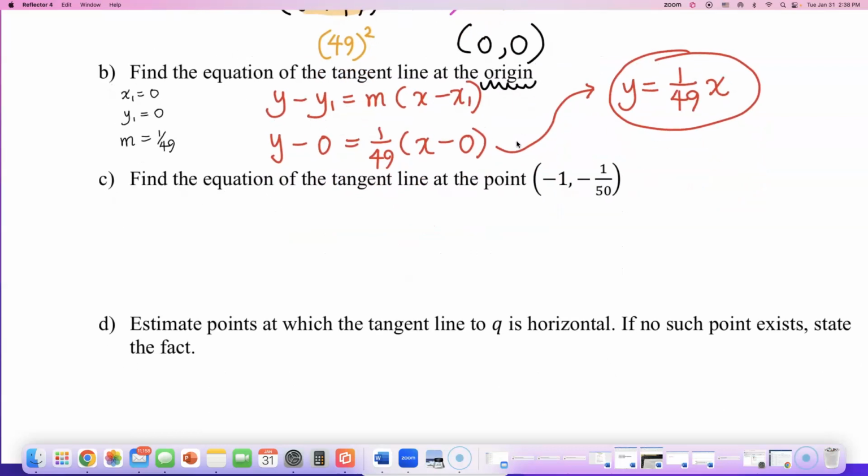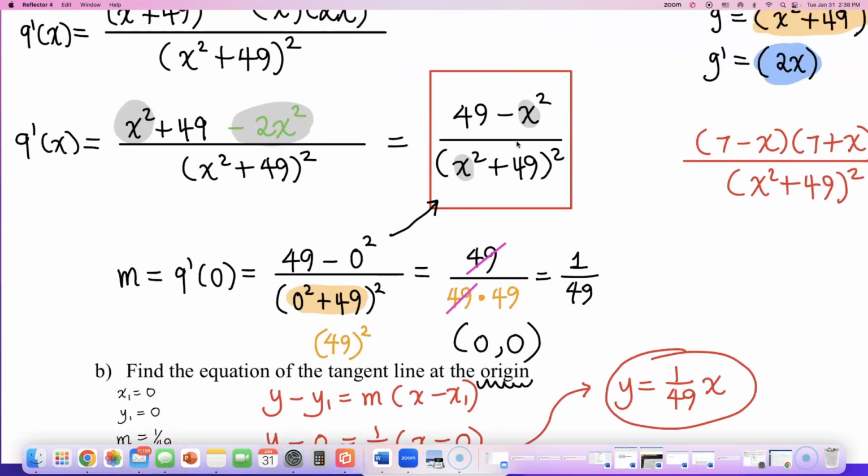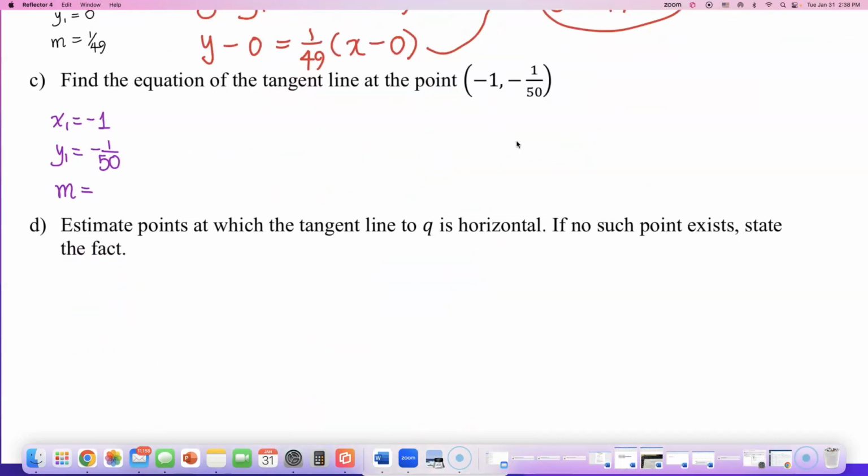Let's do another one. They gave us a point where x1 is negative 1 and y1 is negative 1 over 50. Now, the only thing that we are missing is the slope value. What is m? Well, in order to find it, we have to use the derivative function. Okay? So this thing that we came up with, let me copy this down, because that is what's going to give us the slope of a tangent line.